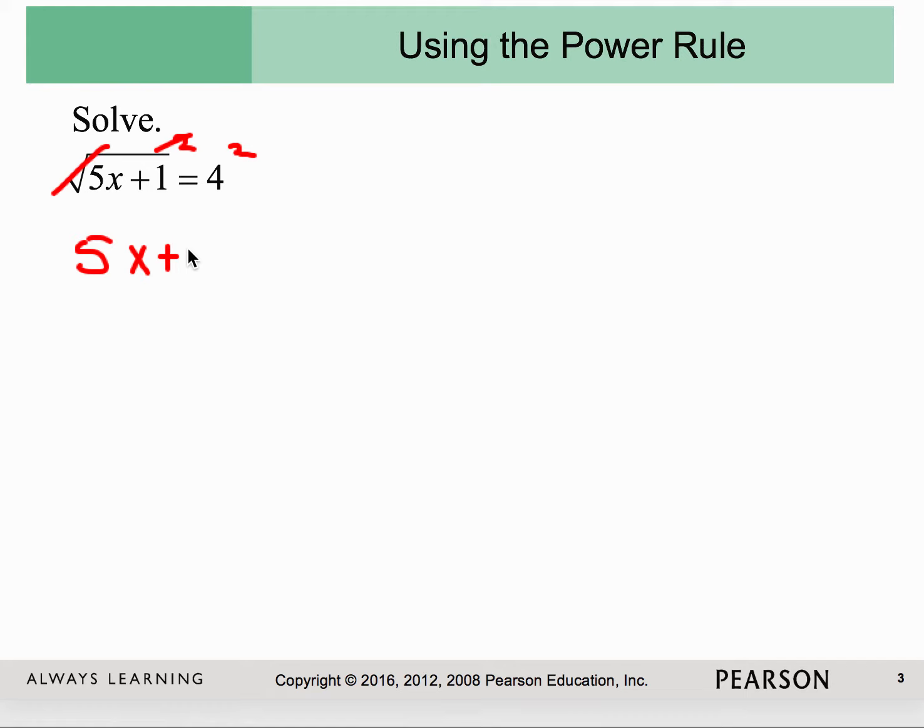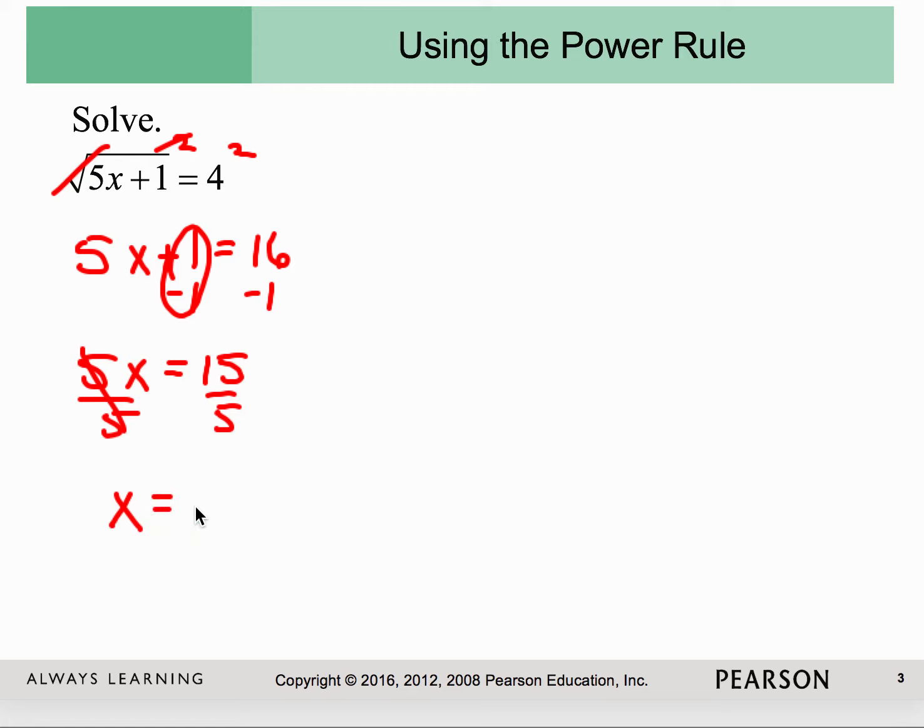So that leaves 5x plus 1 equals, don't forget, 4 squared is 16. And now it's just a simple linear equation. So let's subtract 1 from both sides. So 5x equals 15. Divide by 5. So x equals 3.